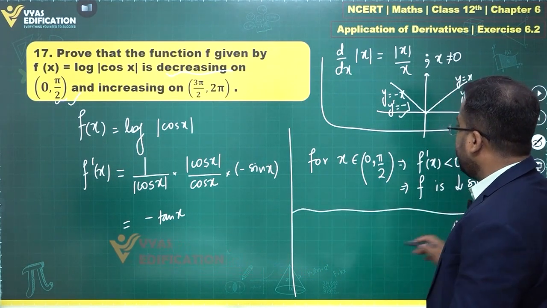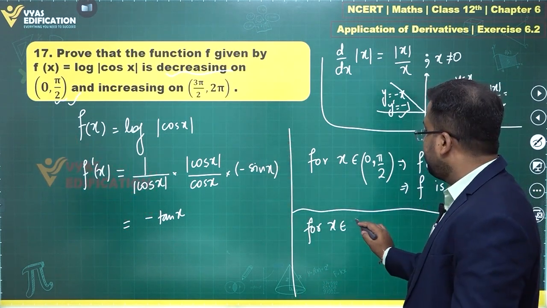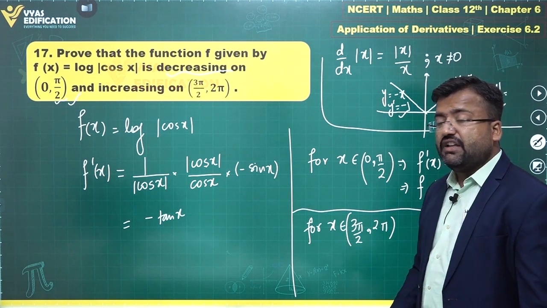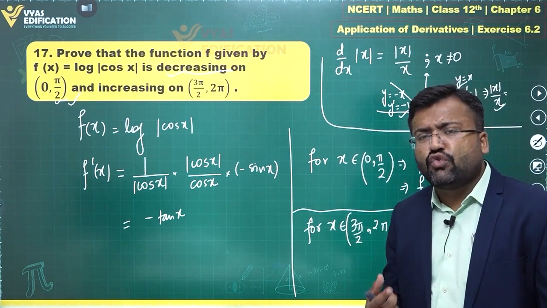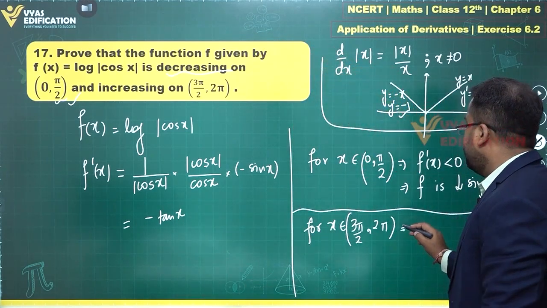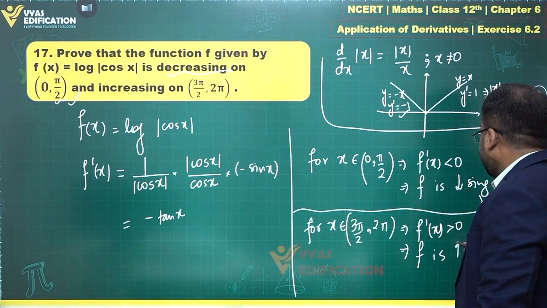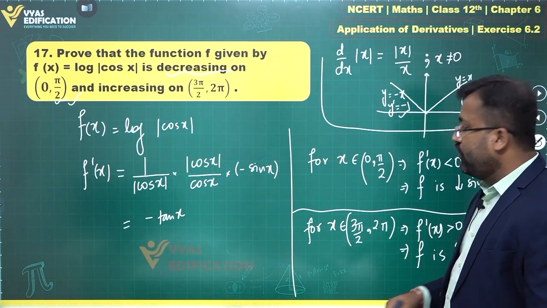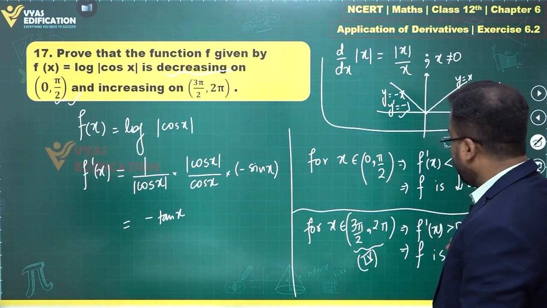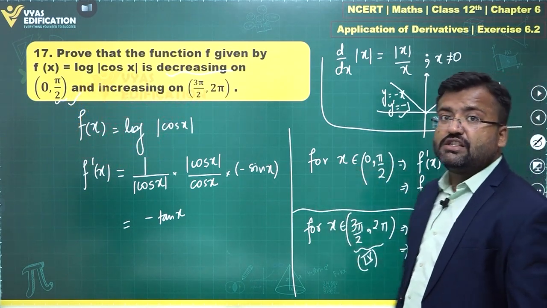The second part says that for x belongs to, what do we have over here? 3 pi by 2 comma 2 pi. For x belongs to this interval, this is the fourth quadrant. Tan x is negative, but minus of tan x will be positive. This tells me f prime x will be greater than 0, implies f is increasing over here in this interval. Since this is the fourth quadrant, tan x will be negative. Therefore, f prime x, which is minus tan x, will be greater than 0. Okay, that's the complete solution and the proof of this question.